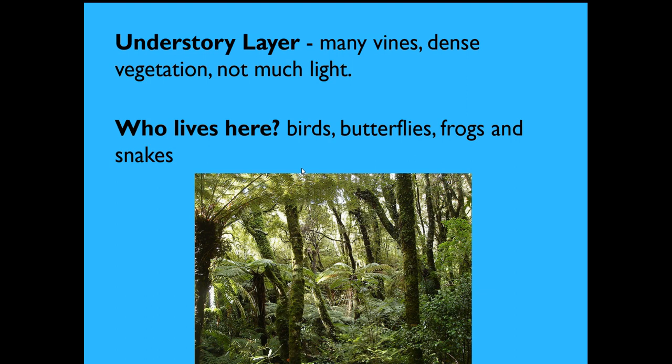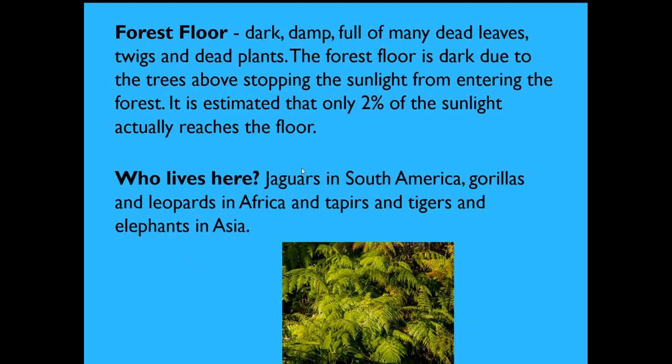And then we have the understory layer. That's where there are vines and dense vegetation because there's not much sunlight here. It's sort of towards the bottom, isn't it? And you have those sorts of animals that live there. Then you have the forest floor, which is dark, damp, and full of many dead leaves, twigs, and dead plants. The forest floor is dark due to the trees above stopping the sunlight from entering the forest. It is estimated that only 2% of the sunlight actually reaches the floor. Who lives here? Well, jaguars in South America, gorillas and leopards in Africa, and tapirs and tigers and elephants in Asia.